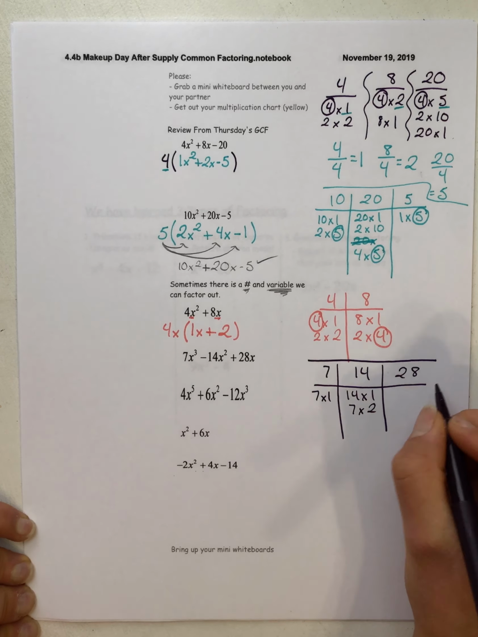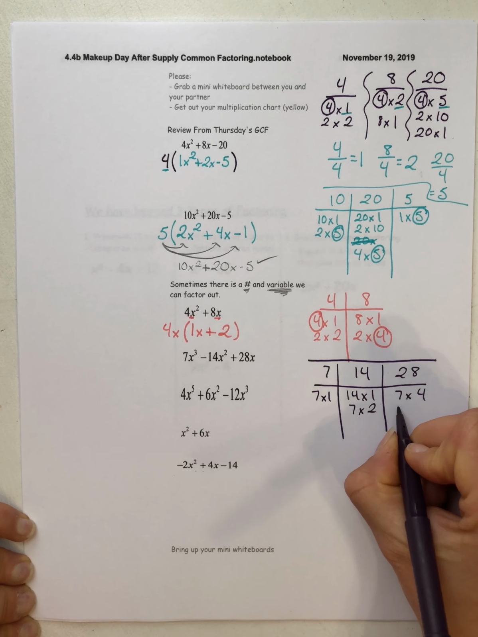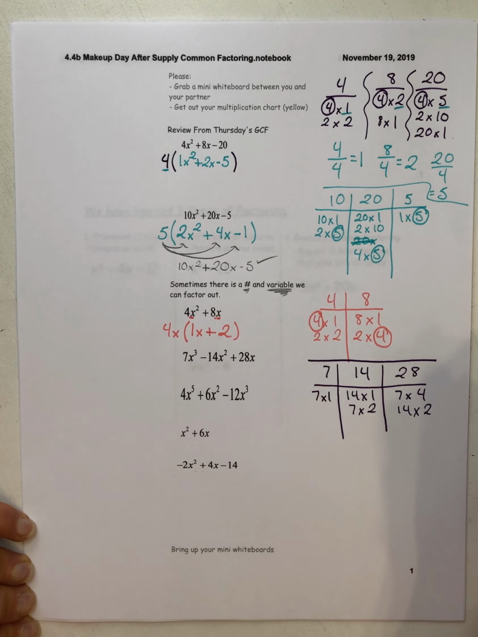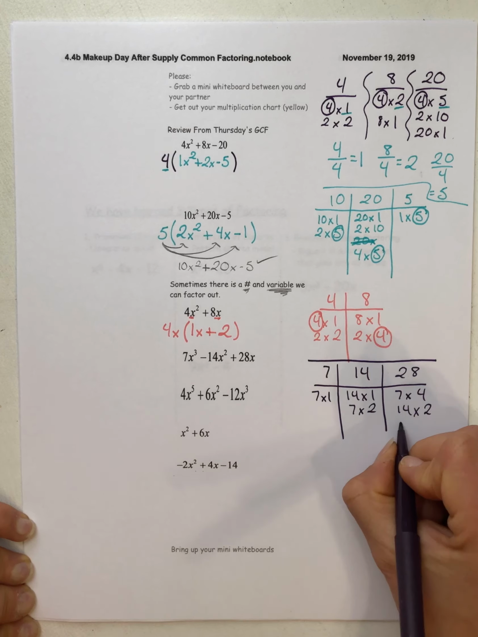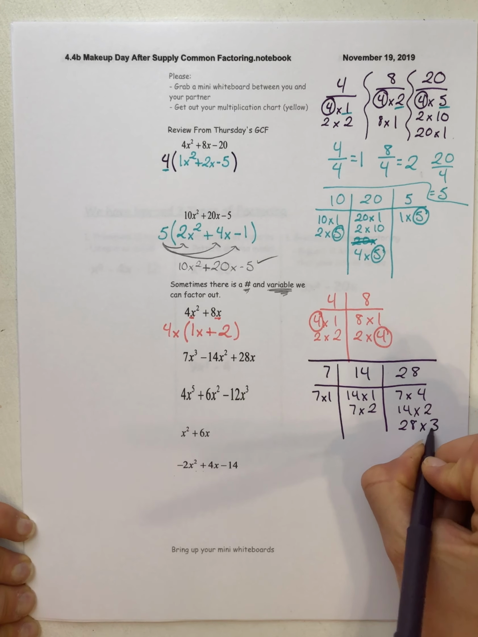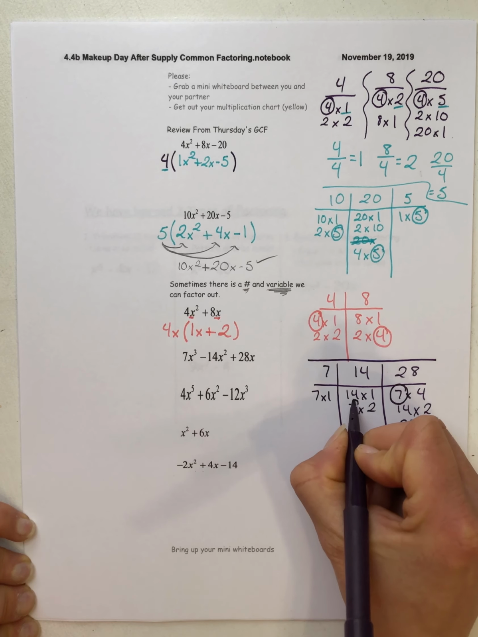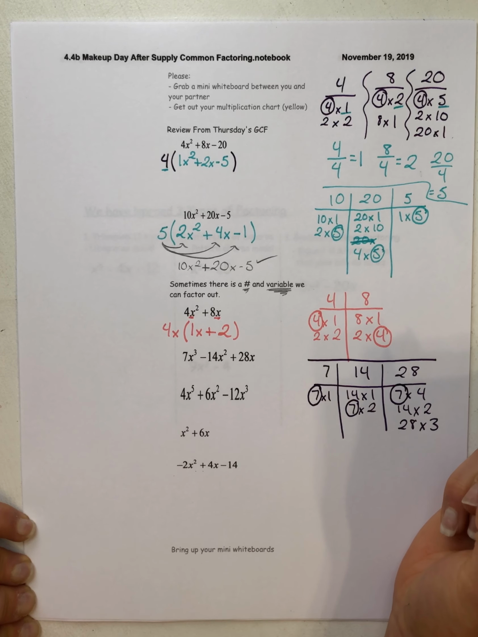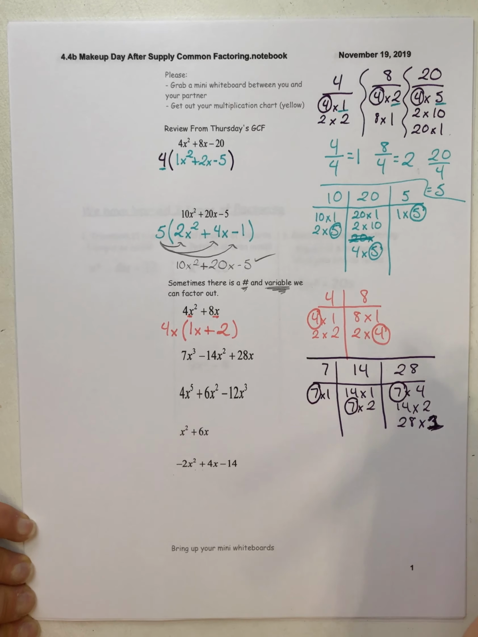And then 28, we have 7 times 4, we have 14 times 2, and we have 28 times 1. Sorry, I don't know why I said 3. We don't need to go any further because we can see that 7 is the biggest one in all of them, okay?